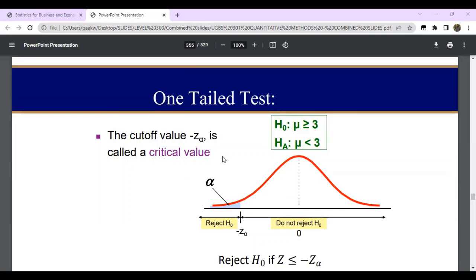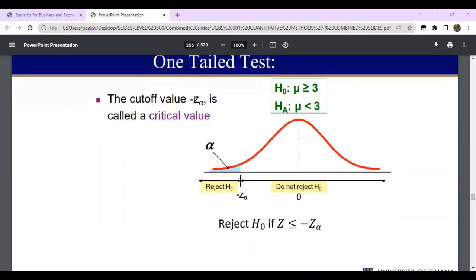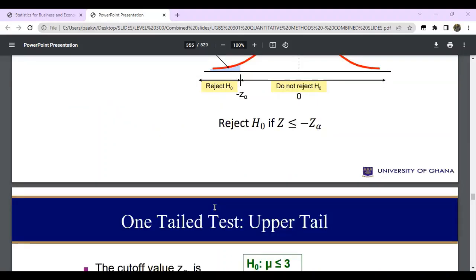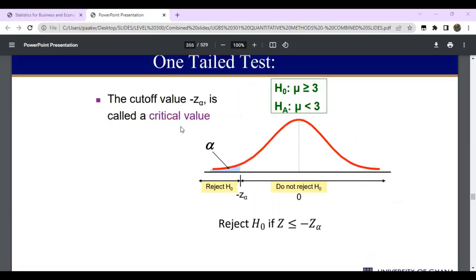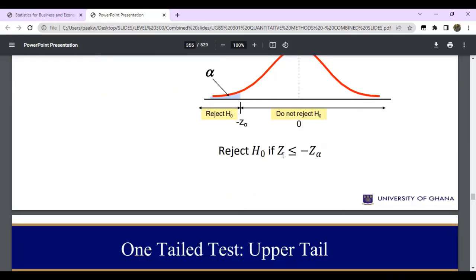You get it? So the cutoff value, Z alpha, is called the critical value. The decision is to reject H naught, or reject the null hypothesis, if our Z computed, which we are going to calculate here, is less than or equal to Z critical, because the negative Z is the critical value here. So if your Z computed is less than or equal to Z critical, we say reject H naught, reject the null hypothesis.